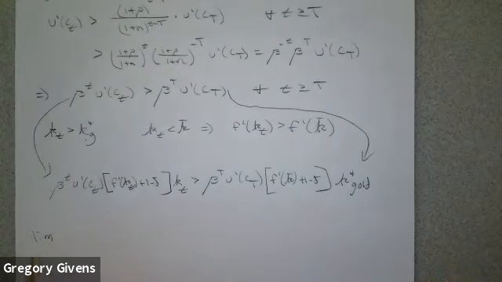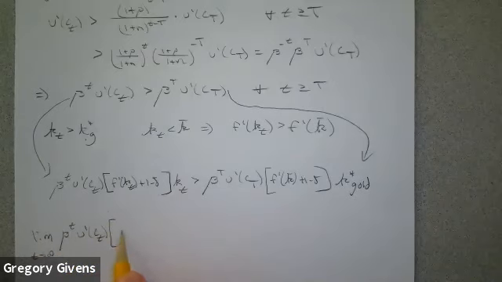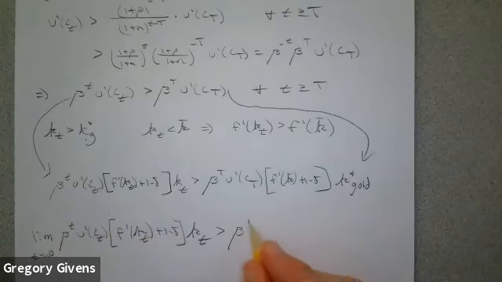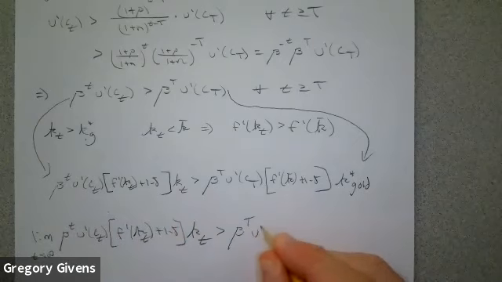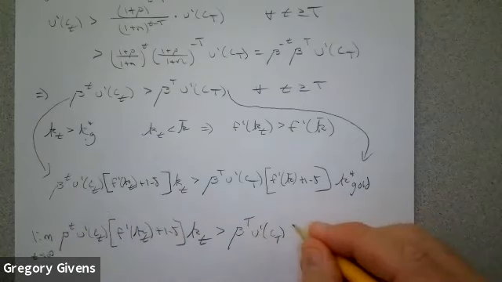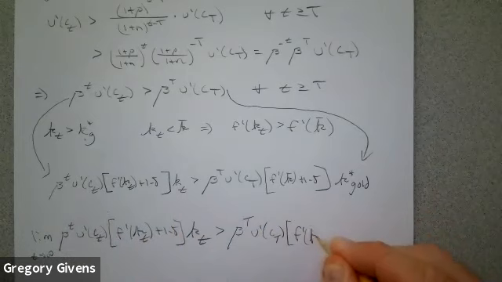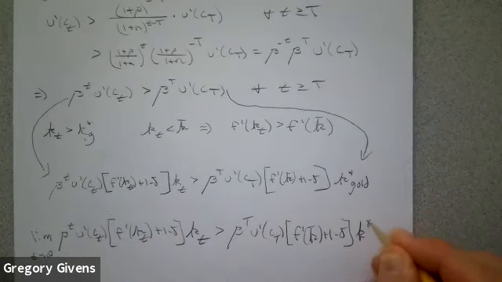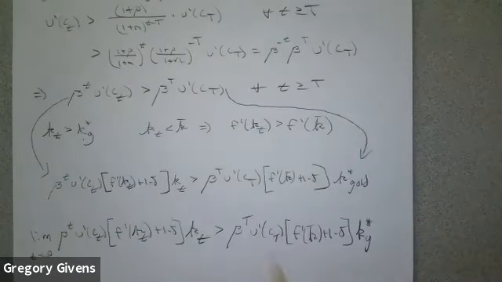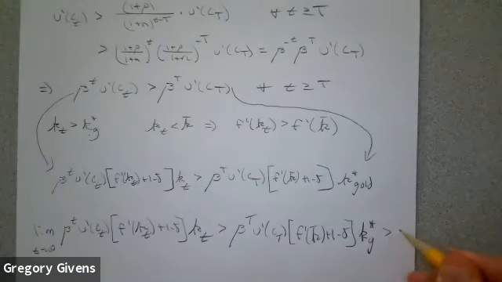So the limit as t approaches infinity of beta to the t, u prime of c_t, times F prime of k_t plus 1 minus delta, times k_t, has to be bigger than beta to the capital T, u prime of c at capital T, times F prime of k bar plus 1 minus delta, times k star gold. And we know that the right-hand side is strictly bigger than 0.